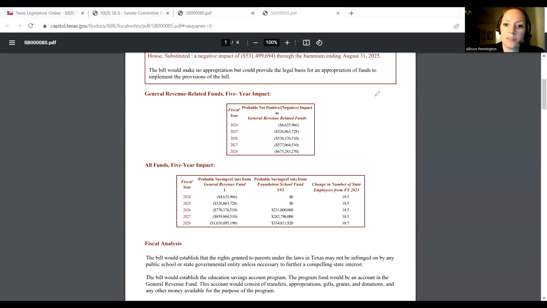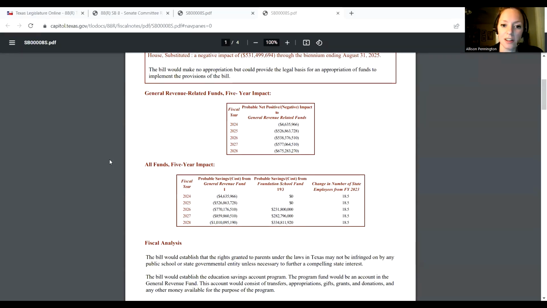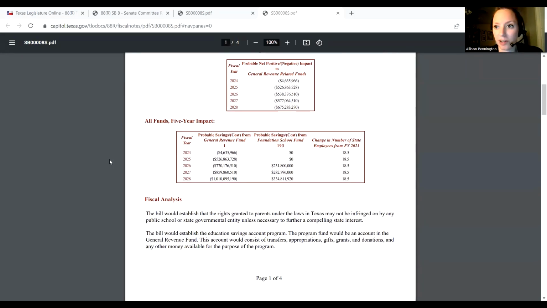And then the third column gives you the change in the number of state employees starting from now. So this column is there to show you how many full-time equivalents would need to be hired to administer this program. And it's 18 and a half. Now we'll see not all of that is connected with education savings accounts, but again, it's the bulk of the staff. So if you're someone who gets a little bit concerned about growing the government and adding more staff, expanding our agencies, this is a bill that would grow the government. So those are our headline numbers.